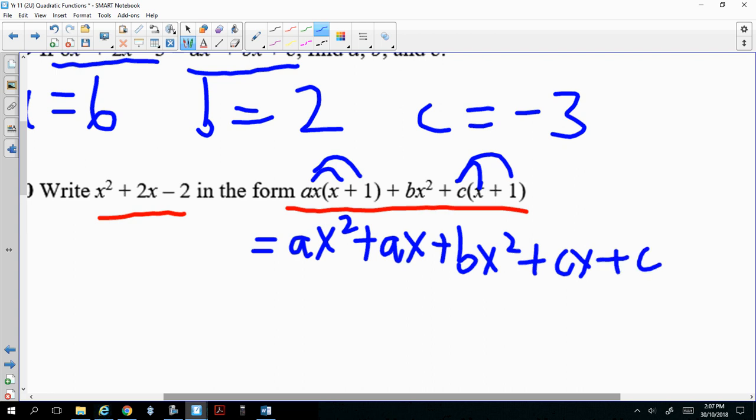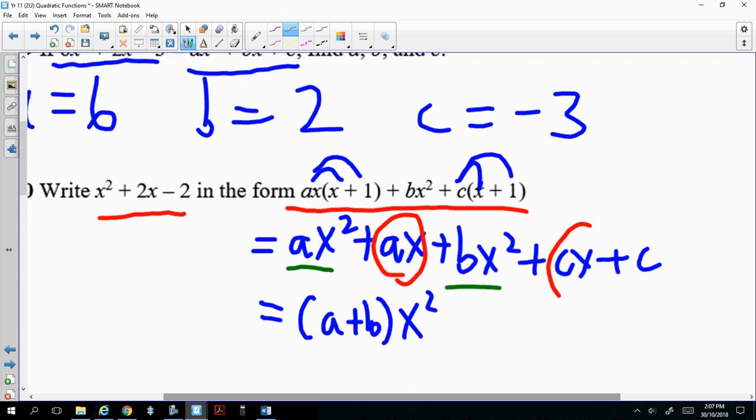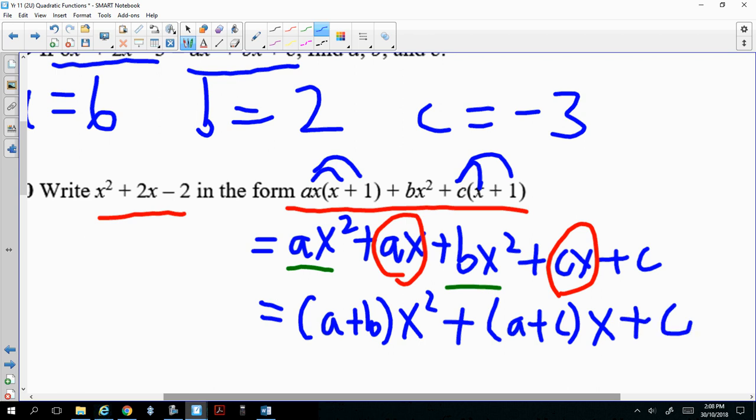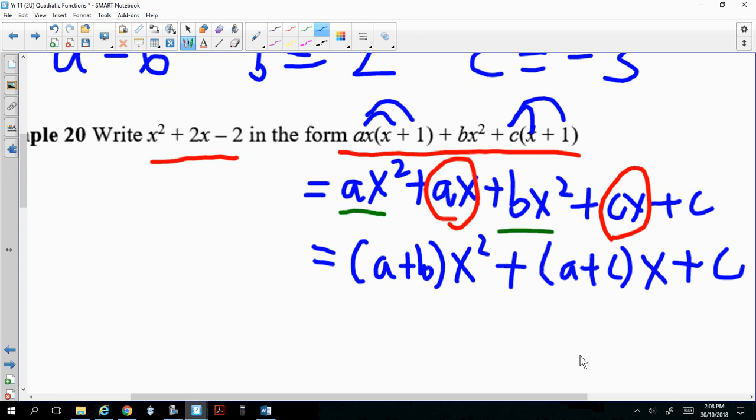And then what you need to do is to bring these two x squared terms together, which is (a plus b) x squared. So I factorize out the x squared from the two x squared terms. And then you're going to bring these two together and write plus (a plus c) x. And finally, you've got the constant term. So you write it like this, and this is going to be x squared plus 2x minus 2, okay?